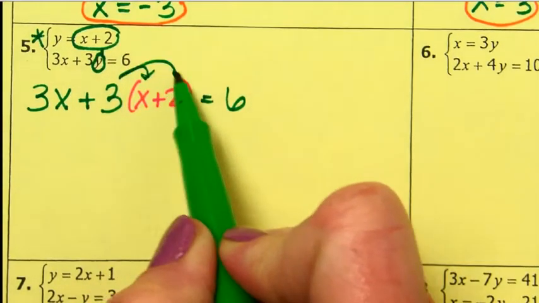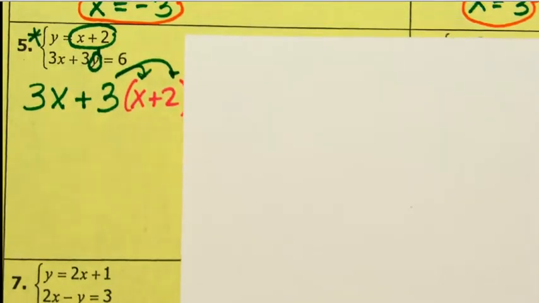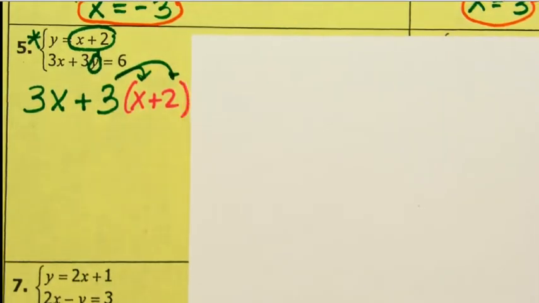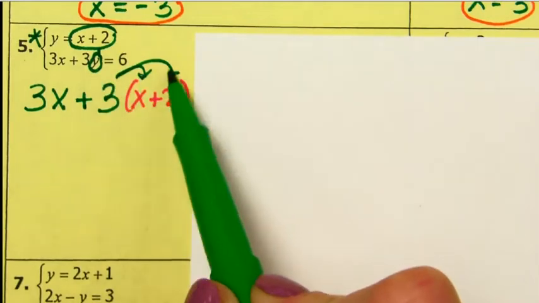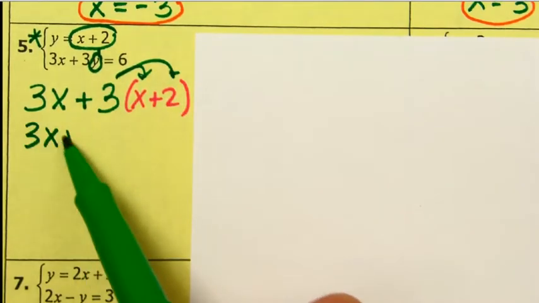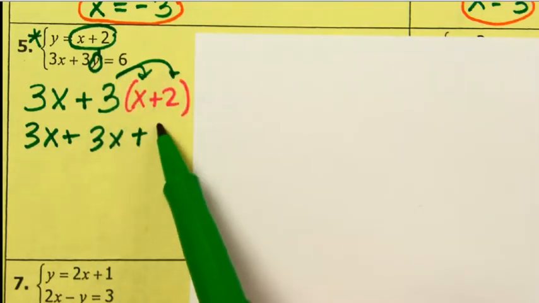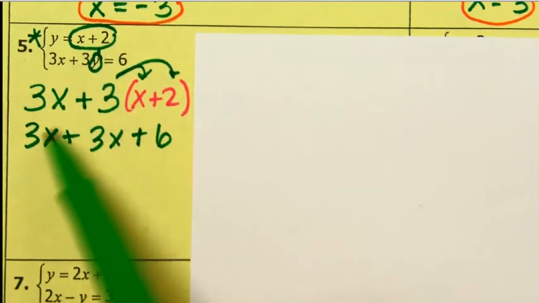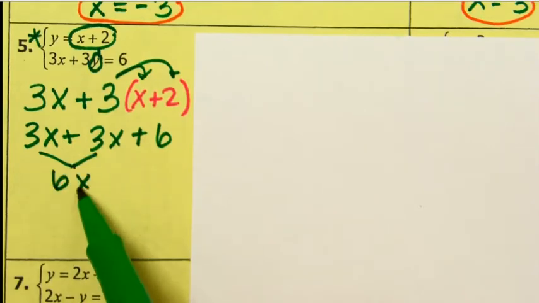Now if we think about what we did on the others, you really should look at the left and the right side and see, is there any math I need to do on each side? So if I look at this, I do have a 3 to distribute. I get 3x plus 6. There is still math I can do. I can actually combine those together and get 6x.